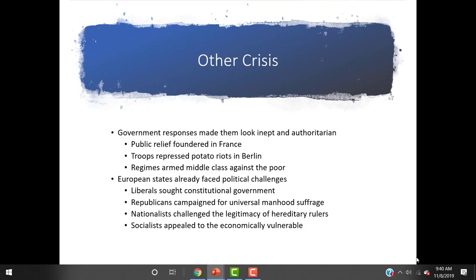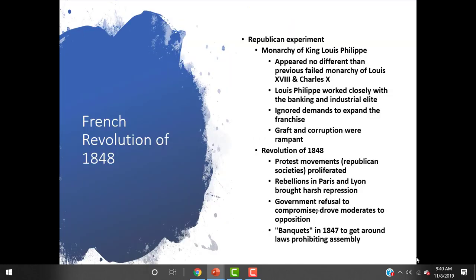The liberals sought constitutional government. Republicans campaigned for universal male suffrage. The nationalists challenged the legitimacy of the hereditary rulers. And the socialists appealed to the economically vulnerable. I haven't got anything, and the government's not promised me anything, so this other organization looks pretty interesting.